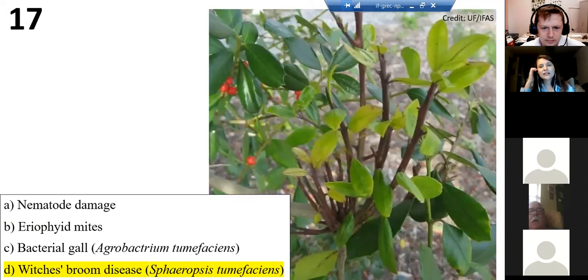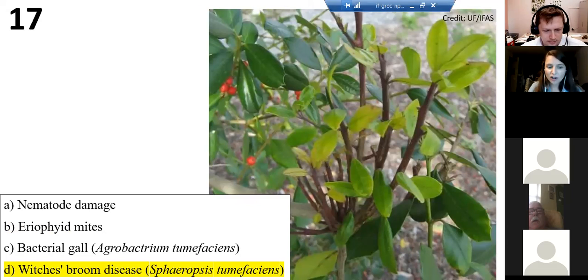Number 17. Another. I got a question here from someone. Boron is a micronutrient. Is it common to find boron problems in the field? Not really, but more than you would think. In Florida, it can happen. There are some areas where we have severe boron deficiencies.